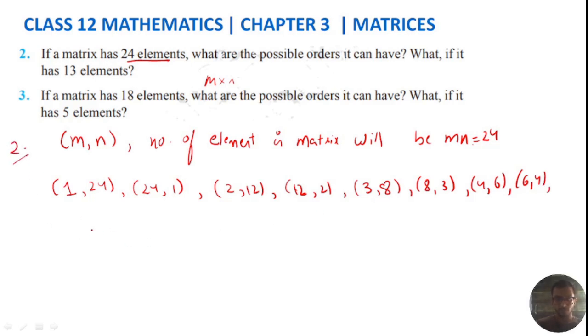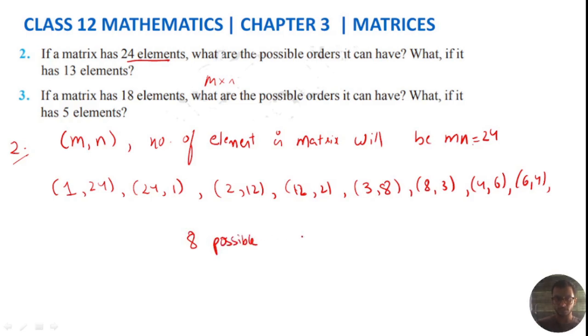Then is anything remaining? I think we are done, right? All the factors of 24 are done. So this many possible orders are there: 1, 2, 3, 4, 5, 6, 7, 8. So 8 possible orders are there.